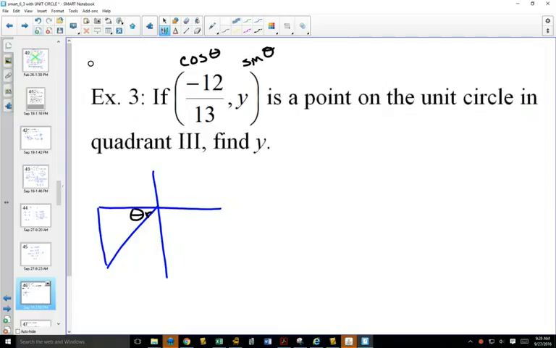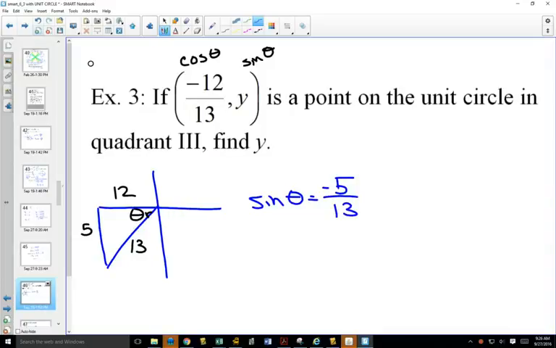Well, if I go to my triangle now and I label things, the adjacent side would be 12, the hypotenuse would be 13. Do you recognize this triangle? Yes. What's the other side? 5. And we're going to get a lot of questions that use those triangles that have nice numbers. And so what's sine of theta? Sine of theta is negative 5 over 13.